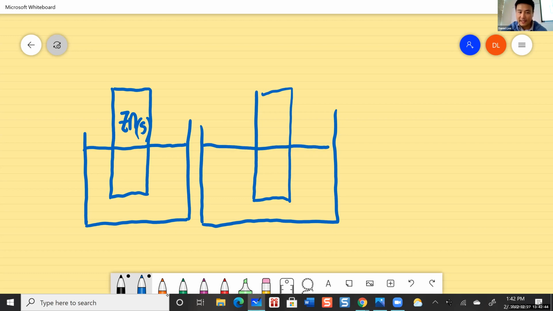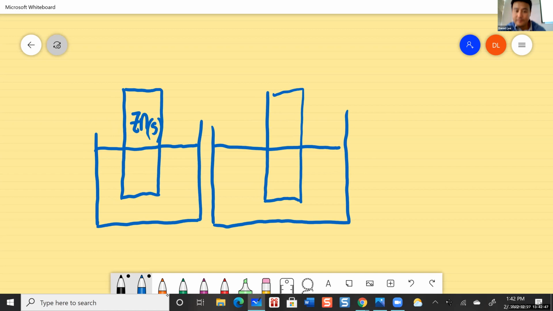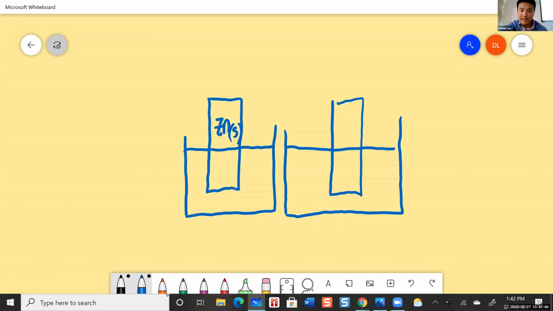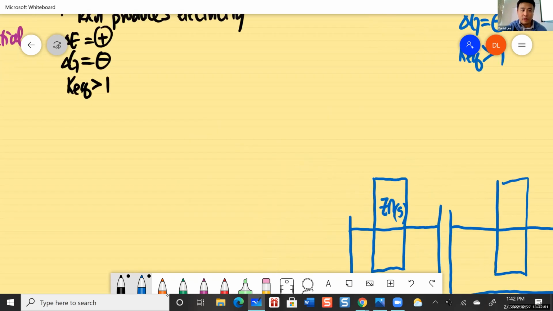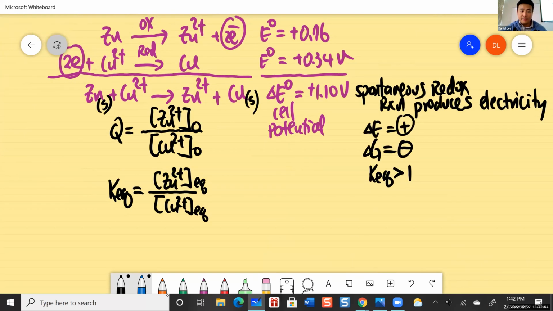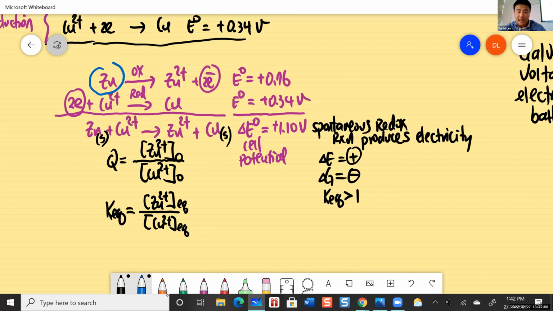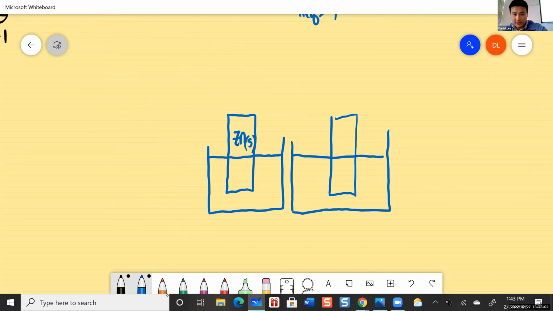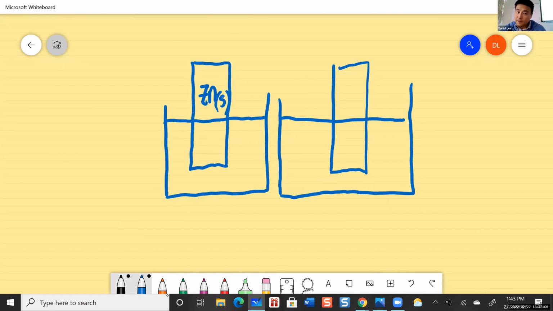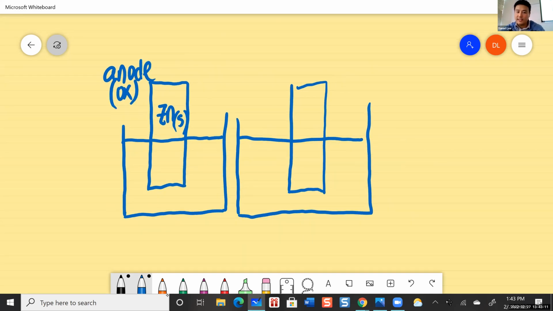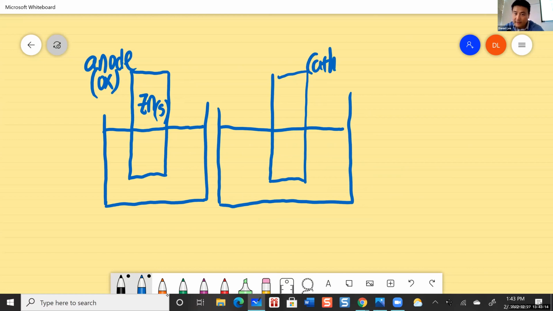So on the left side, I have a piece of zinc metal. Why? Because of the reaction we wrote down. Let me just remind you here, this one, right? Zinc is oxidized. So I need a source of zinc metal, and that is what this anode is providing. So I'm going to label this the anode. Anode is where oxidation takes place. The other one would be the cathode. Cathode is where reduction will take place.